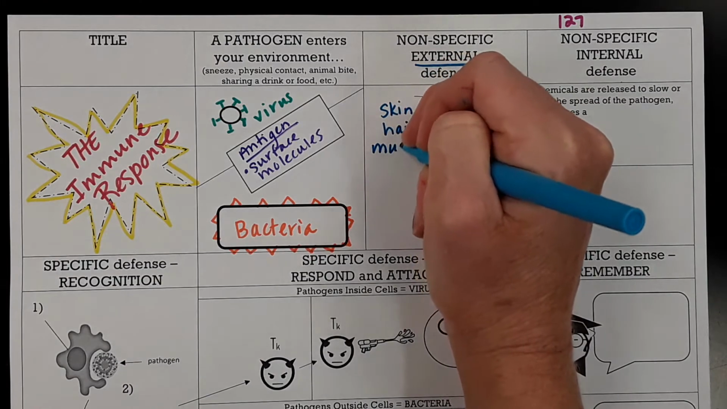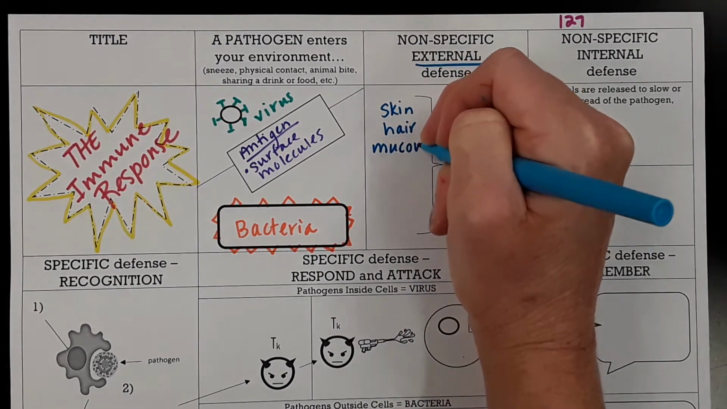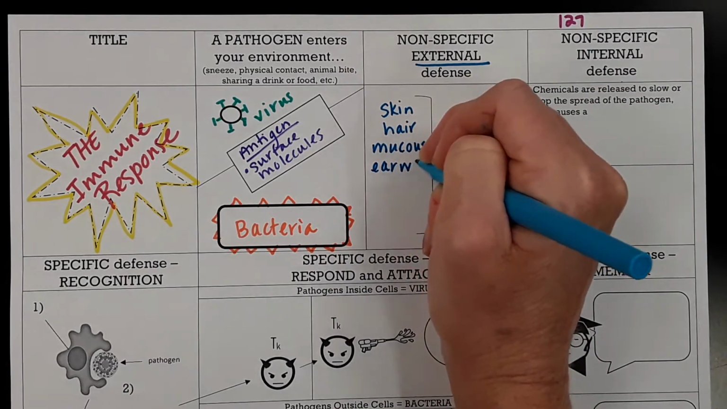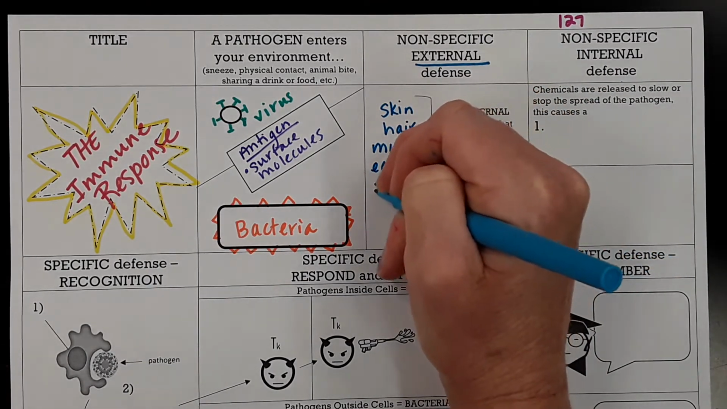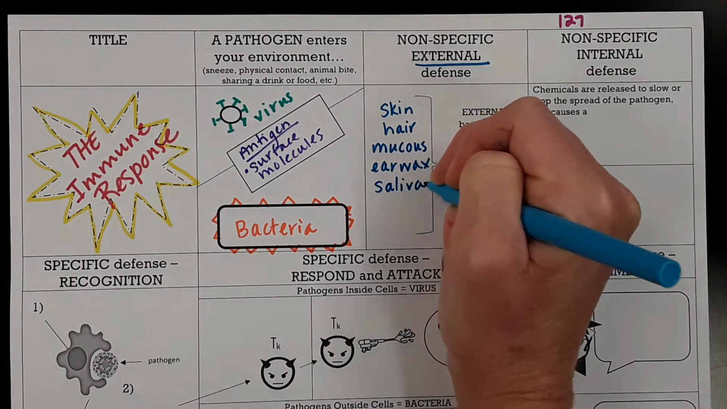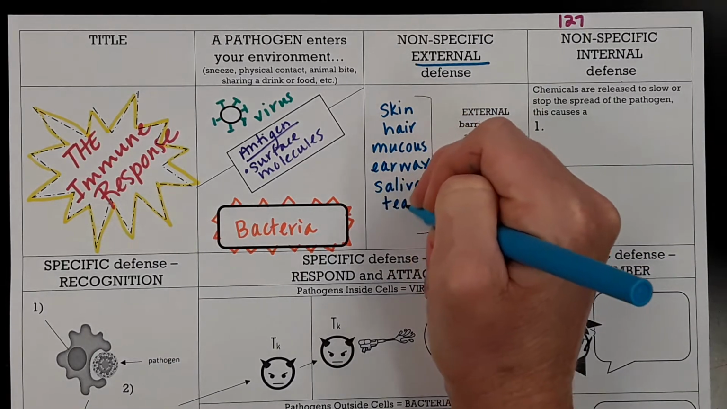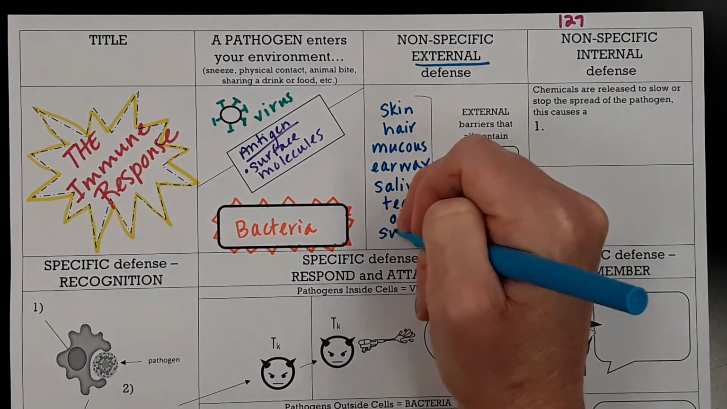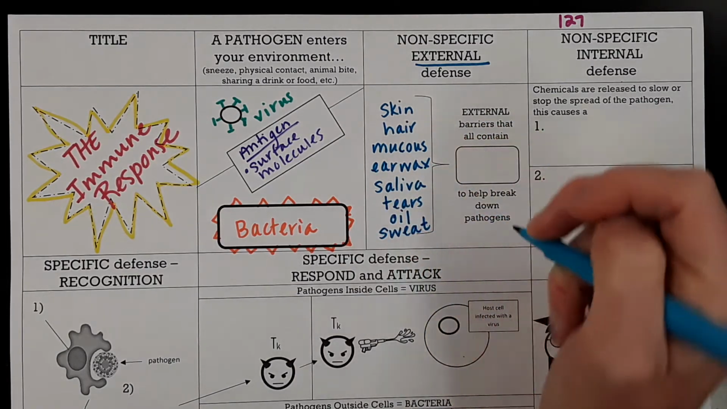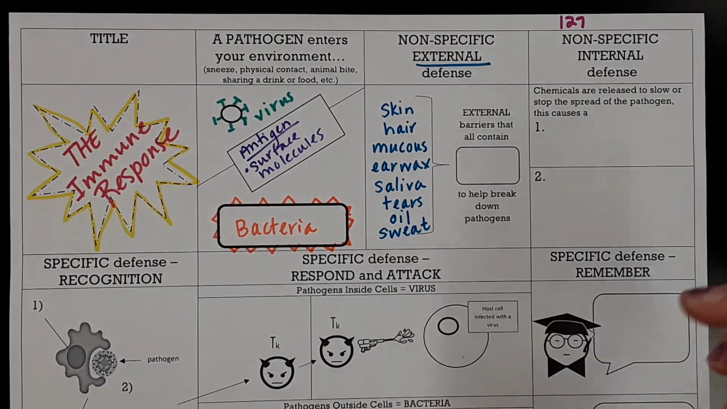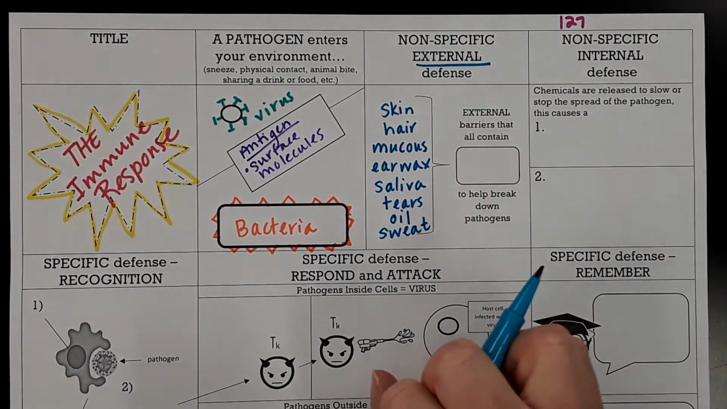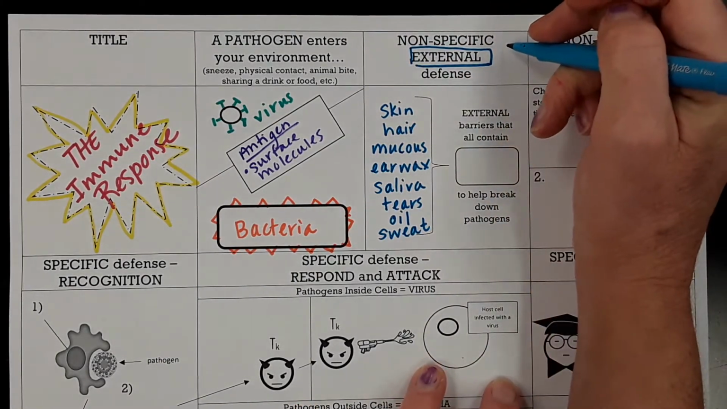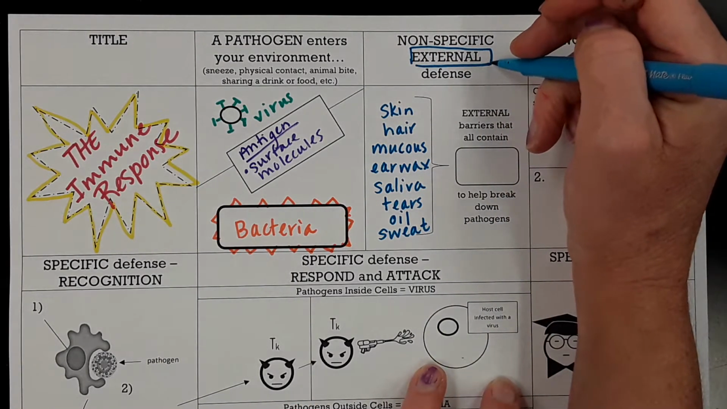The mucus that lines the openings to our bodies, like our nasal cavity and in our mouth, our earwax, saliva, tears in our eyes, the oil on our skin, and even things like sweat. These are all part of our first line of non-specific, and it's an external defense. It's non-specific, it doesn't matter what pathogen it is, and it is external, it's on the outside.